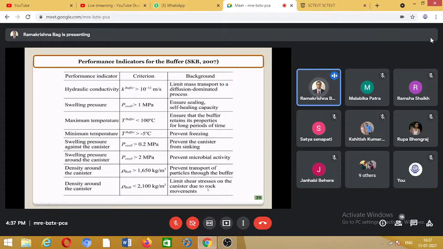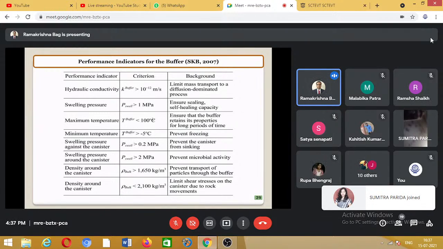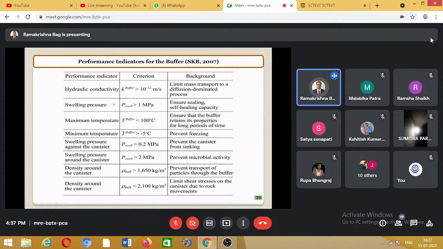The maximum temperature, always try to keep around 100 degrees centigrade to ensure that buffer retains its properties for a long period of time. That means this is a clay, highly swelling clay. If you expose it to very high temperature, for example 300 degrees centigrade, the main mineral of bentonite is the montmorillonite. So if you expose it to up to 300 degrees centigrade, it can be converted into illite or some other material. So there, all these less hydraulic conductivity and swelling property, all these things will not be maintained.